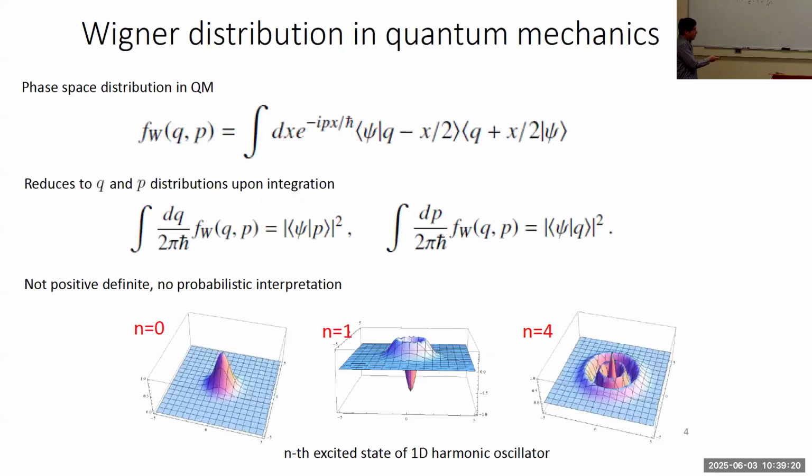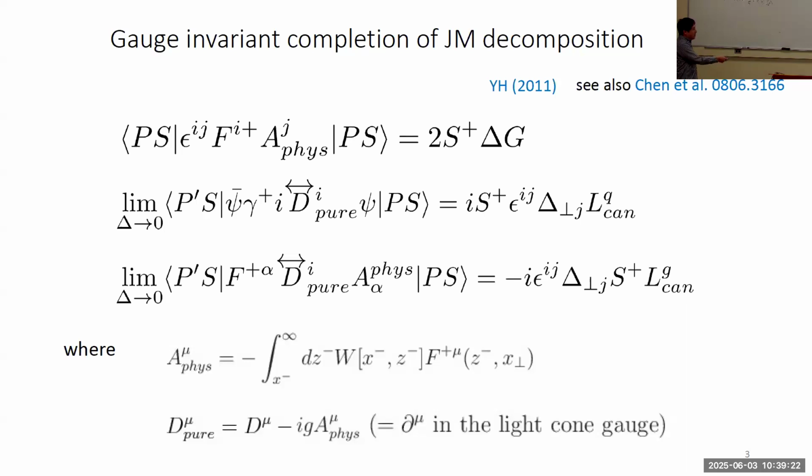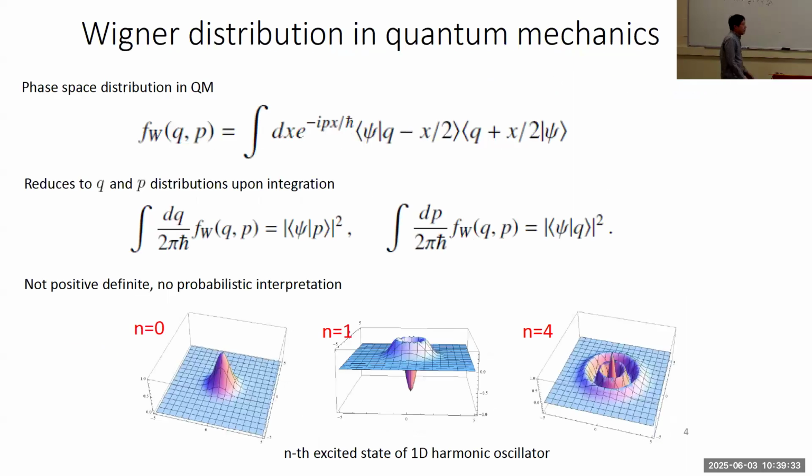All right, so let me explain why I get this weird expression like d pure, which involves the Wilson line and the field strength tensor. In order to explain that, I think the best starting point would be the Wigner distribution, because orbital angular momentum can be defined through the Wigner distribution in QCD. So let me remind you what the Wigner distribution is in quantum mechanics. It's a bit of a digression, but it might still be useful.